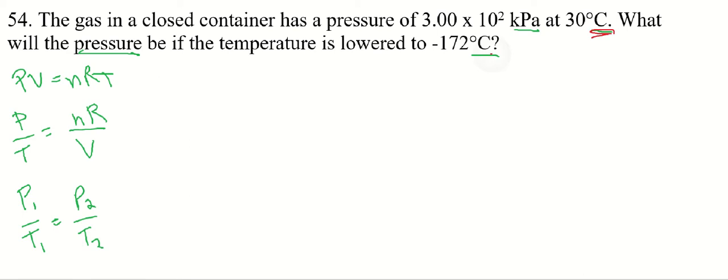We need to convert these temperatures into Kelvin. We need the absolute scale. Can't have negatives and zeros here because these are all proportionality laws. They don't have negative values. Pressure, temperature, volume, number of moles are not going to be negative, and neither should temperature. To convert Celsius into Kelvin, we add 273.